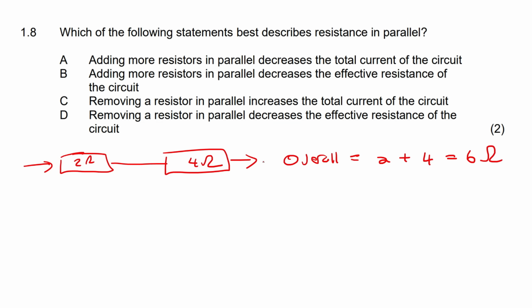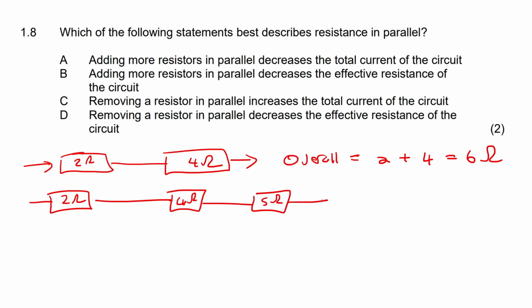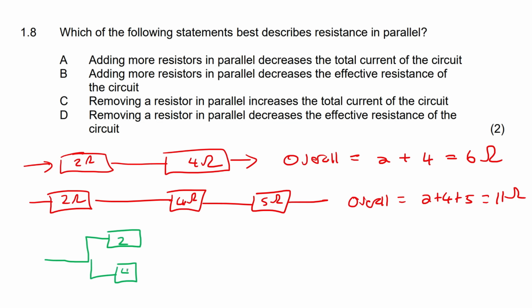If you then add another door, so let's add another resistor, a 5 ohm, then what is the overall resistance now? Well, it just goes even larger, 2 plus 4 plus 5, which is now 11. So you see that's in series. Let's do the same thing in parallel. So in parallel, if you have a 2 and you have a 4, then what's the overall resistance? Don't say 2 plus 4. Remember that when you are in parallel, you have to use the parallel formula, which goes like this.